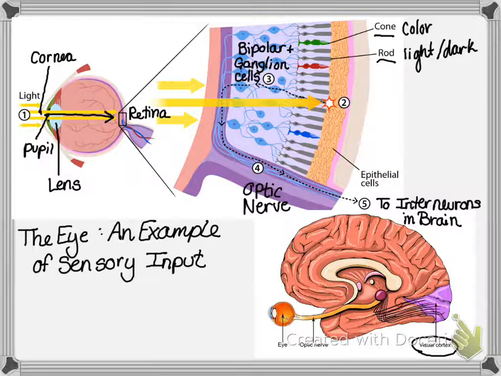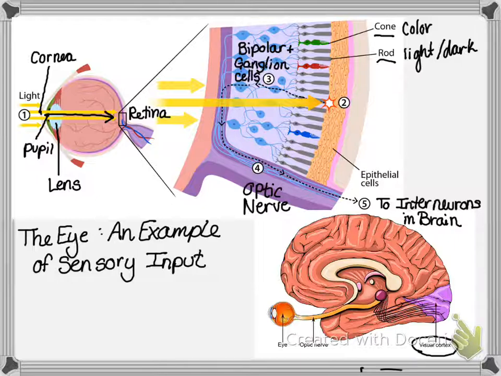Okay, so these are modified neurons. There's a special chemical inside rods and cones. Rods have a special chemical called rhodopsin, which helps them be stimulated by light. They'll generate action potentials, and they're going to synapse. But in this case, they're not synapsing directly with an interneuron. There's going to be some intermediate sensory neurons.